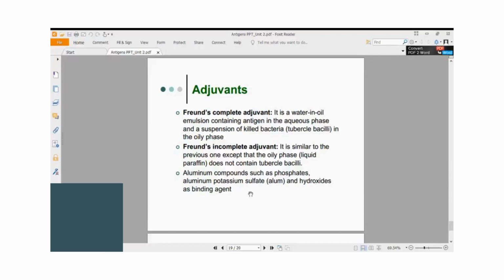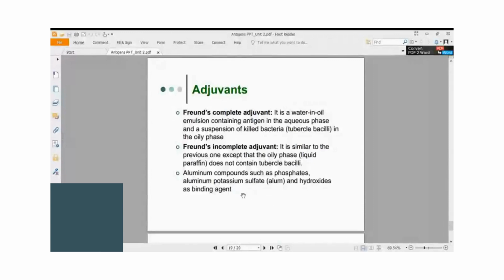The adjuvants were discovered by a scientist called Freund. The N is silent. He's a French scientist. Therefore, it is called Freund's. There are two types of Freund's adjuvants. One is Freund's complete adjuvant. What is this complete adjuvant?